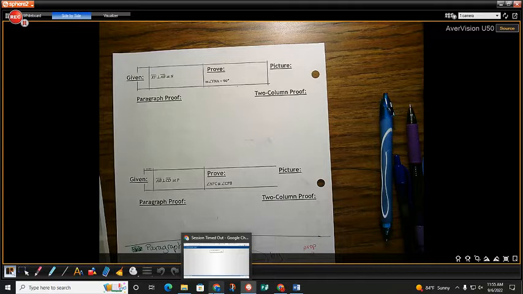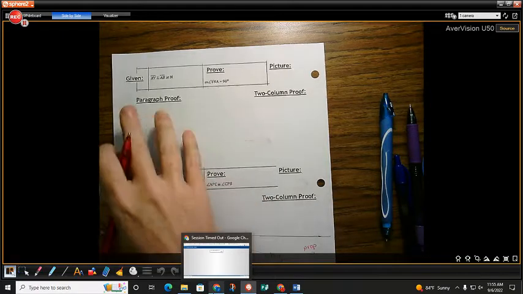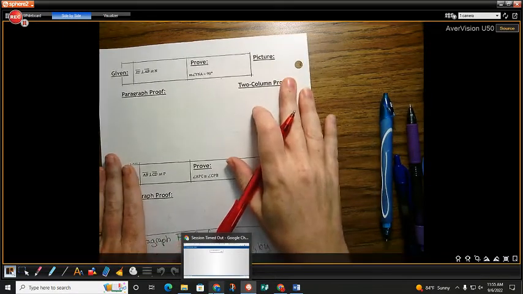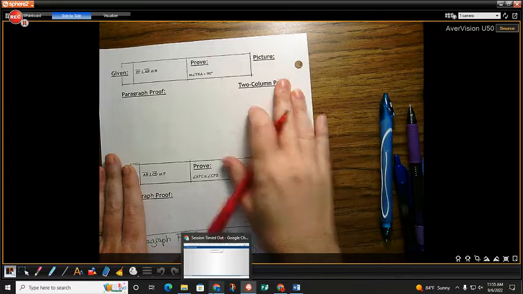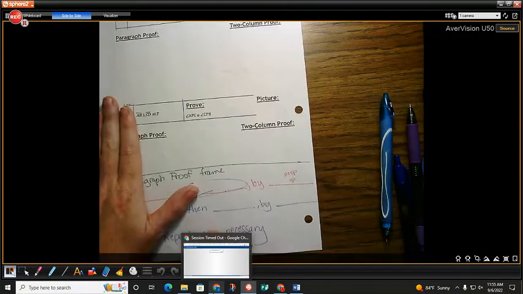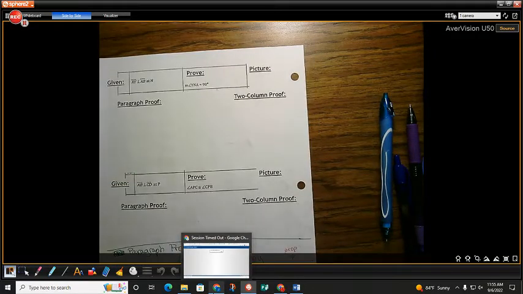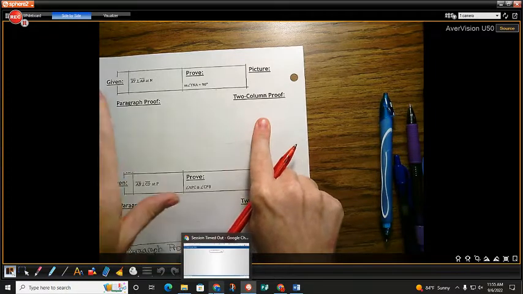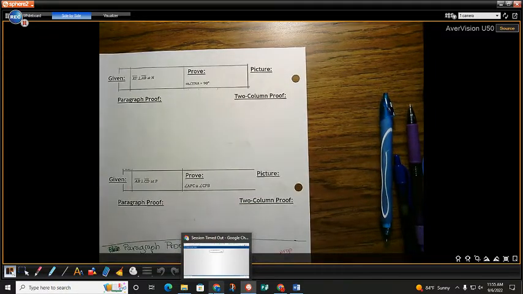So using that template, and we've done logic chains, let's try a 2-column proof like we did for algebra, and a paragraph proof like we had here. This would be 3 different ways you could do it. You could do it using a logic chain, you could do it in a 2-column proof, or you could do it in a paragraph proof. You're going to be fluent 3 different ways.